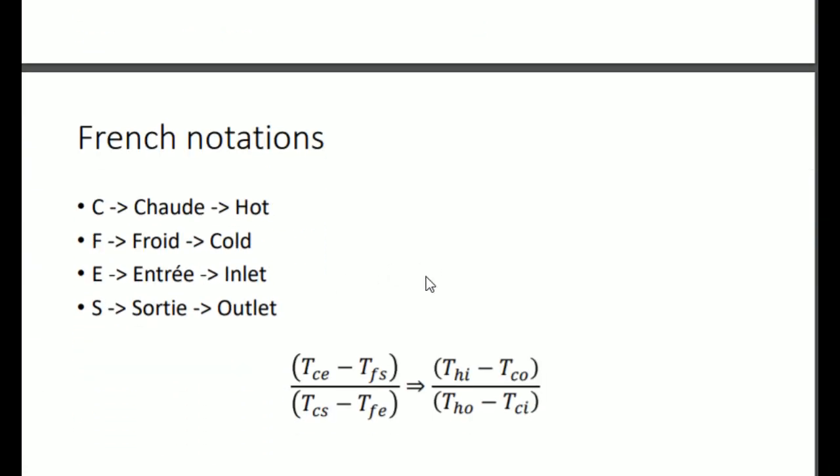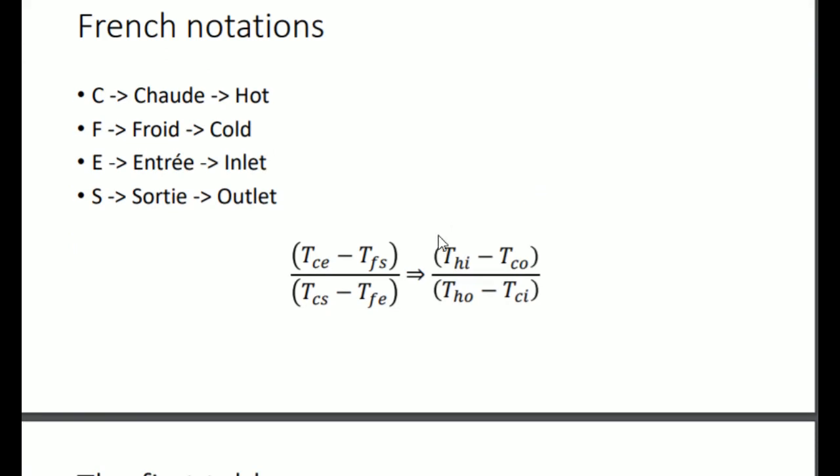So I'm French, so I'm using French notations. So C means chaude, so hot in English. F means froid, which is cold in English. E means entrée, which is inlet in English. And S means sortie, which is outlet in English. And for example, something that we will see later with delta TML, here we have TCE. It means the temperature of the fluid chaud. So chaud is hot, so it's an H. And the E means entrée, so THI for inlet.